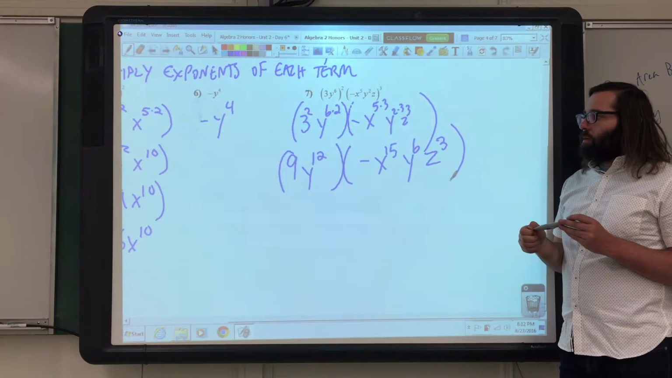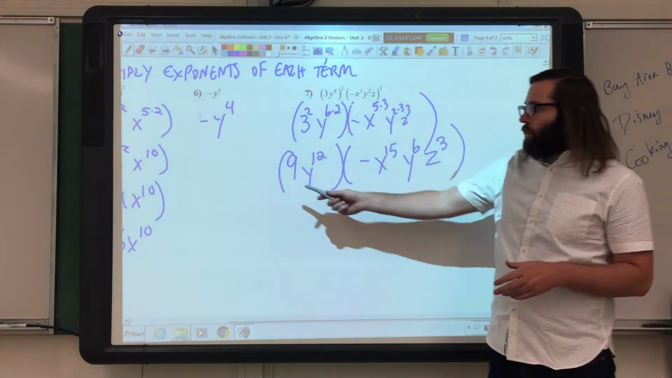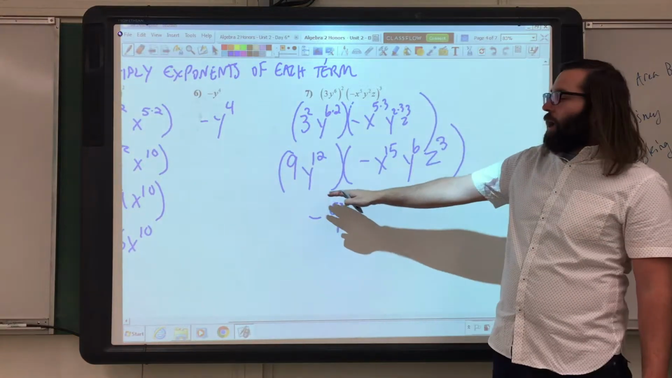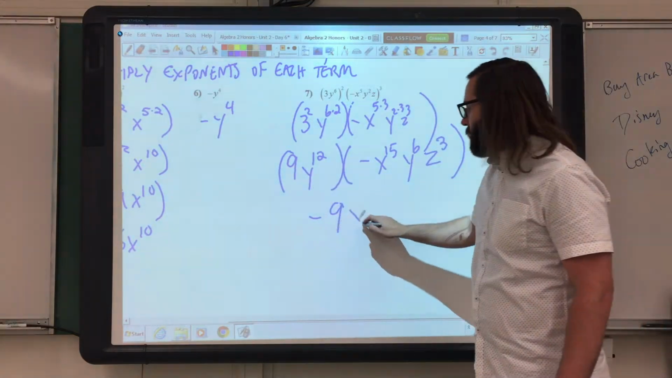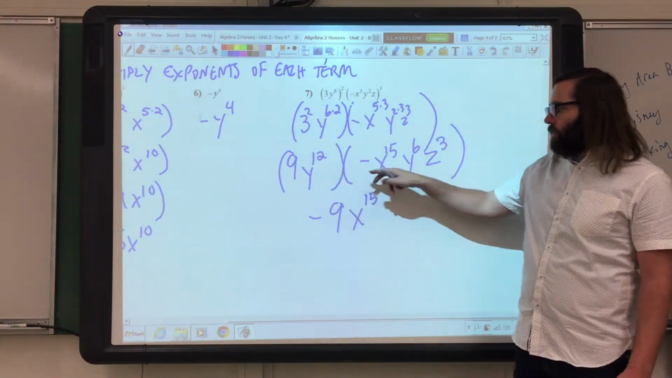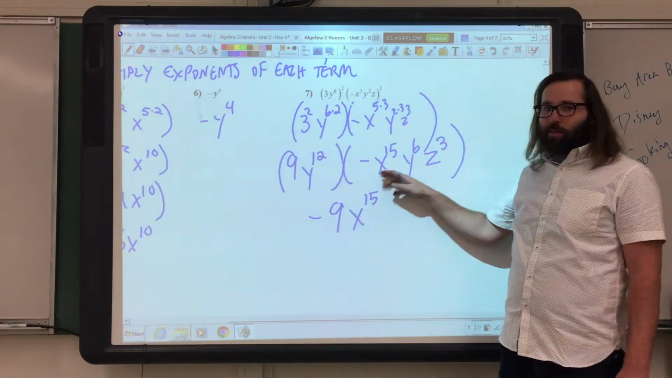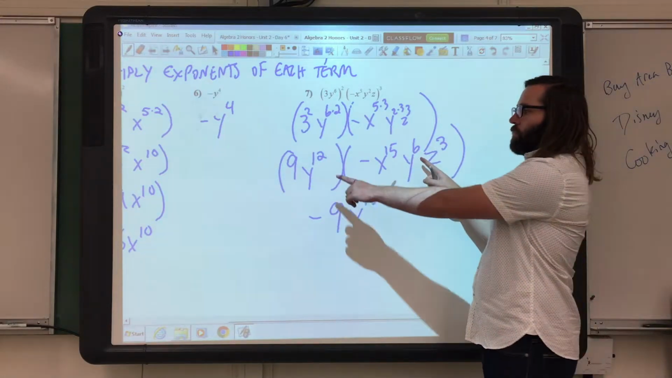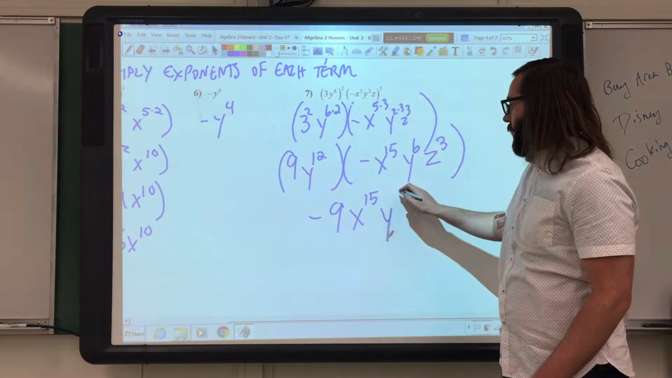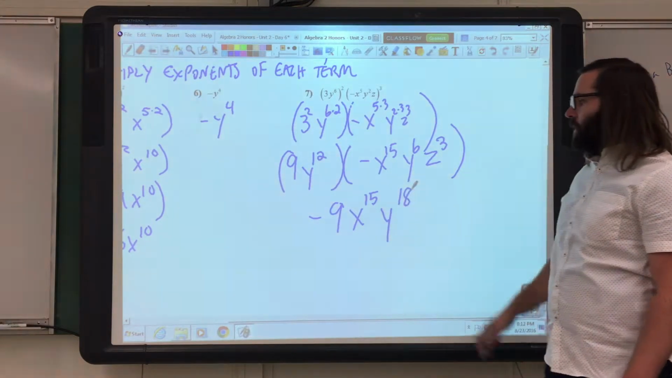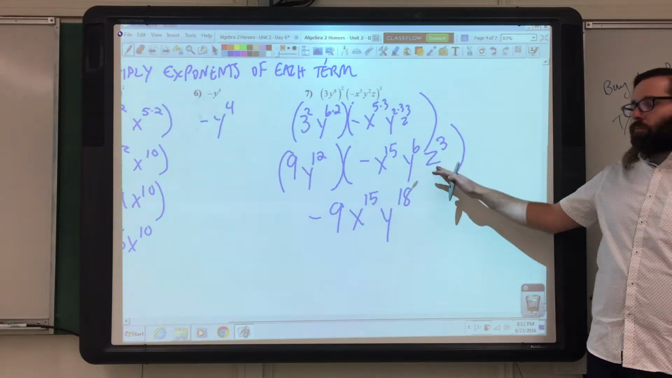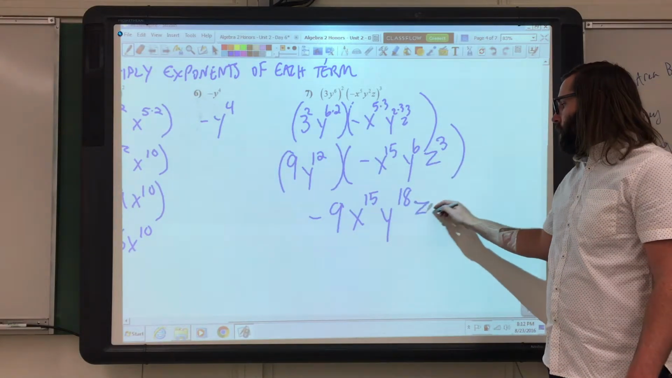Okay. Now we distribute this, you get a negative 9. No x's we can deal with, so it's just x to the 15th. Our y's, okay, now we're multiplying the bases and we have some exponents. So what we do with them is we just add our exponents now. So this is y to the 18th. And then we have our z. Nothing going on with z.